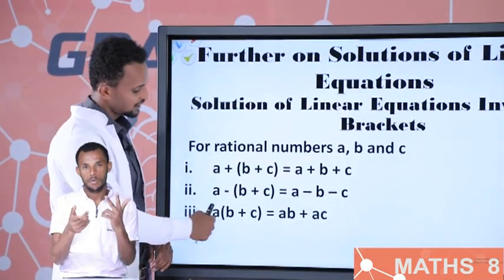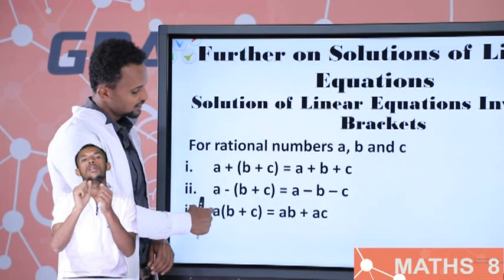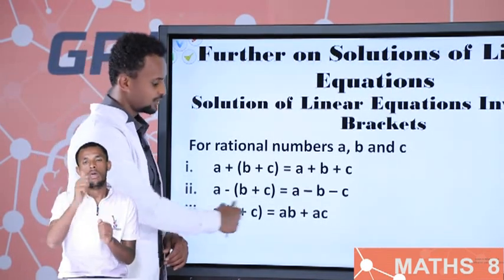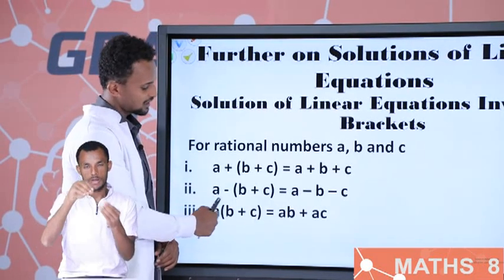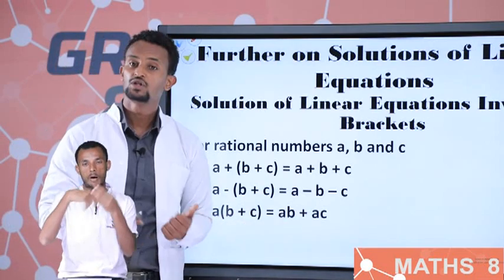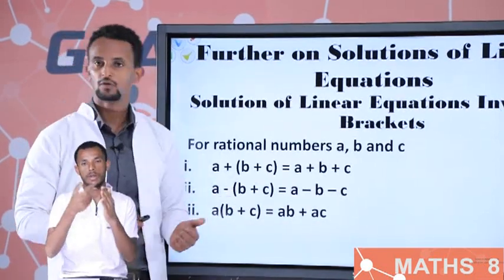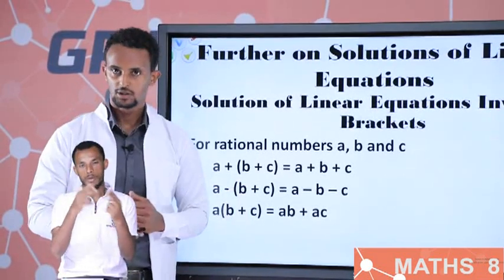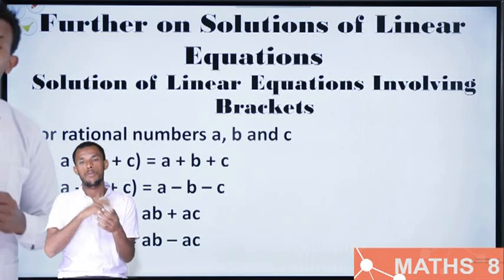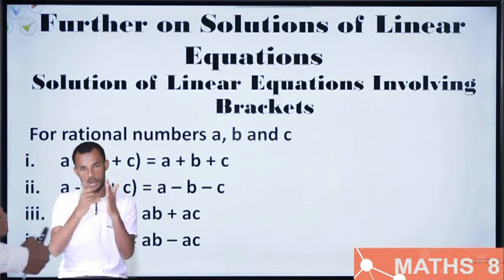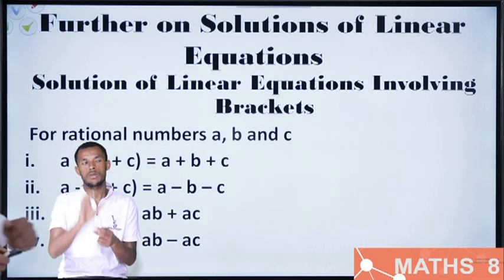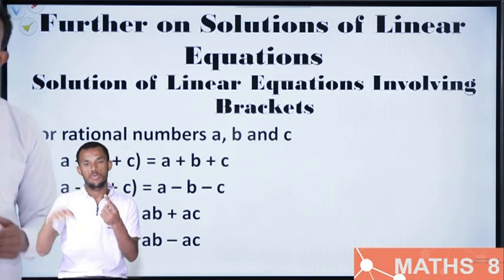The third one is the distributive property. That means this a multiplies both b and c. That means a times b, ab, plus a times c, ac. Students, we discussed this in chapter 2. That means the distributive property of multiplication over addition. The last one is the distributive property of multiplication over subtraction. That means a times b, ab, minus a times c, ac. So this helps us to remove the bracket.